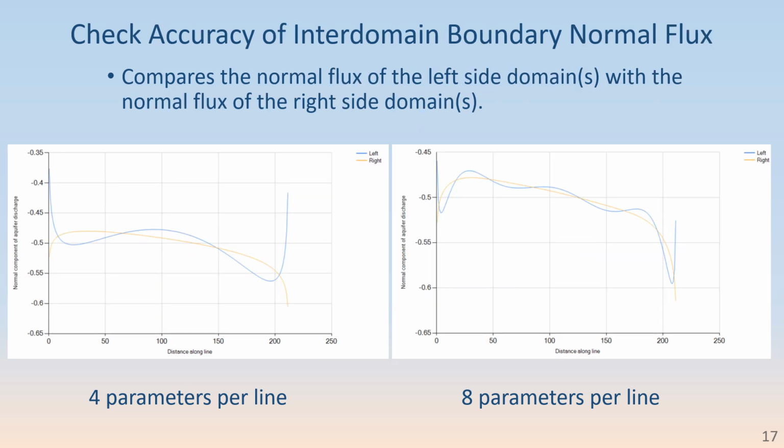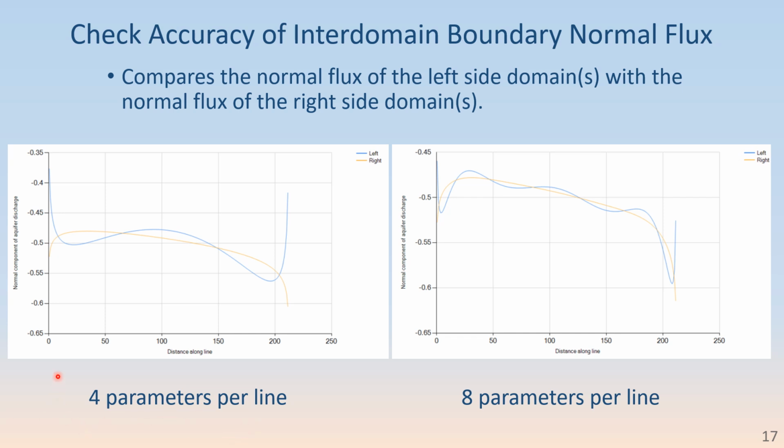The other plot that gets generated when checking inter-domain boundaries is a plot of the normal component of discharge across the boundary, not for every domain. If you've got a multi-level area, those multi-level ones are lumped together and compared to the single level on the opposite side. So it's a comparison of domains to the left and to the right of the boundary. And what is plotted is the discharge over intervals, in this case with 4 parameters per line.